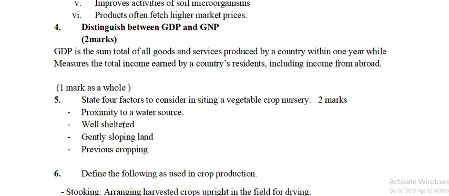Question 4, distinguish between GDP and GNP. GDP is a sum total of all goods and services produced by a country within 1 year, while gross national product measures the total income earned by a country's residents, including income from abroad. You may be wondering, the GDP is a gross domestic product, and GNP is a gross national product.